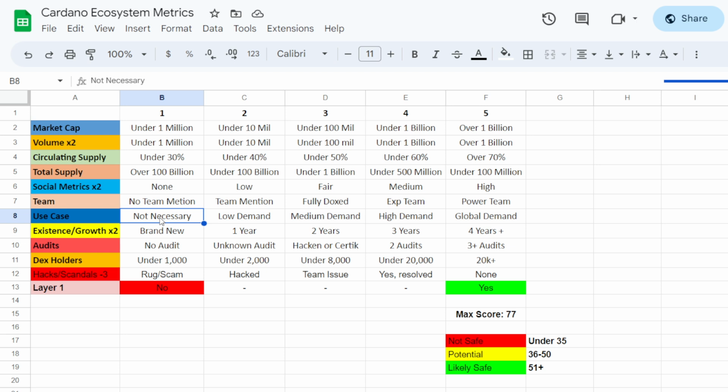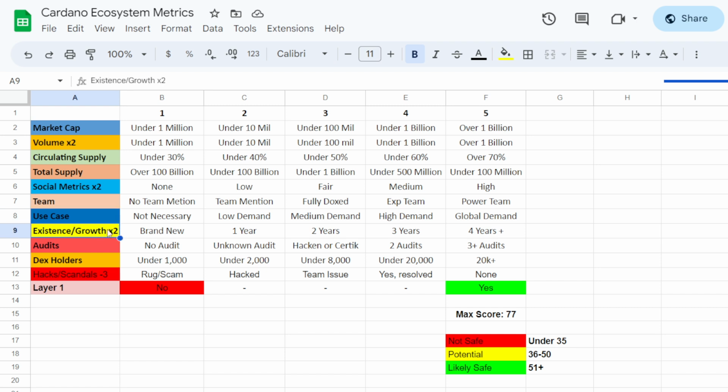Use case. Is the use case necessary or not? Is it low demand, medium demand, high demand, or global demand? Basically, the more use case potential for an application on a blockchain, obviously, the better.